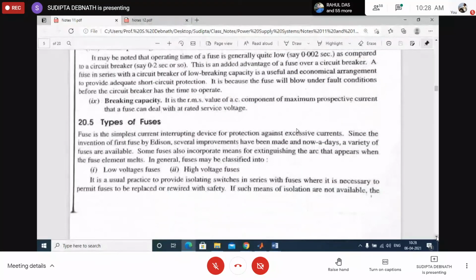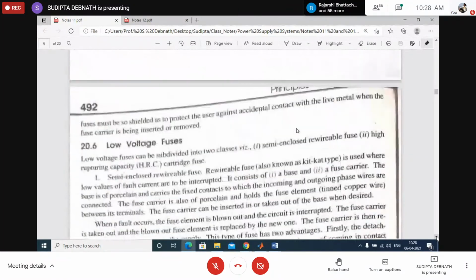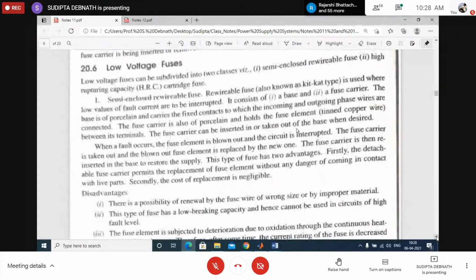Now the different types of fuses: low voltage fuses and high voltage fuses. Mainly low voltage fuses we will discuss. The first one is the semi-enclosed rewirable fuse. It is a very simple type of fuse. Okay, just 1 minute.